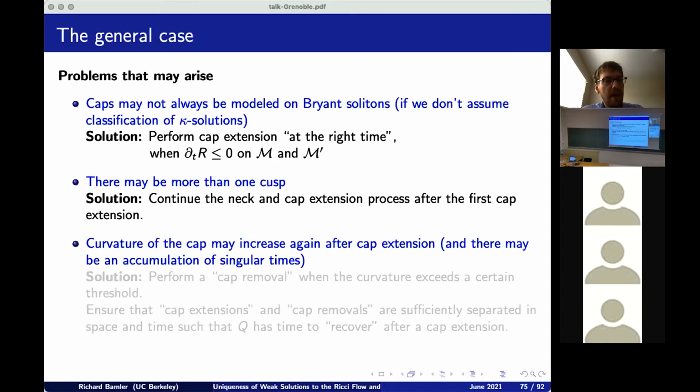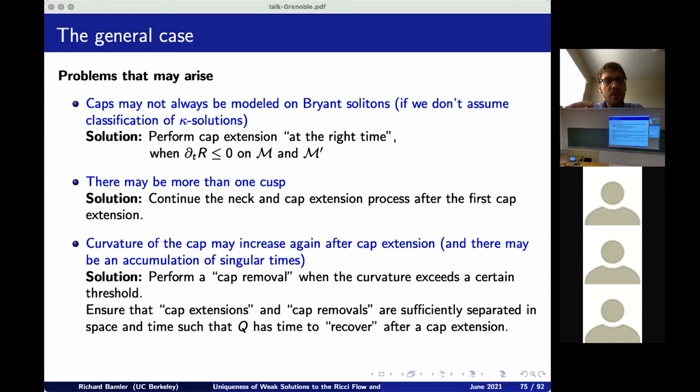This essentially happens when there's an accumulation of singular times. The solution here is to perform a cap removal when the curvature exceeds a certain threshold. So if the curvature grows too large, then at some point we may have to remove a cap again, and then we may have to do another cap extension. We have to ensure that the cap extensions and cap removals are sufficiently separated in space and in time, so that we have time for this bound on Q to recover to the original bound.